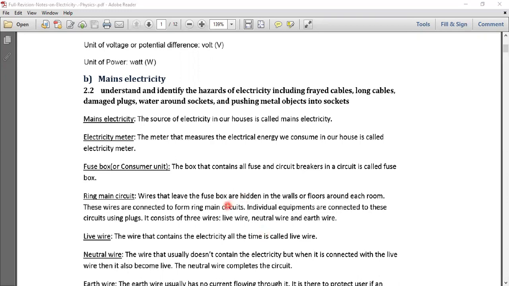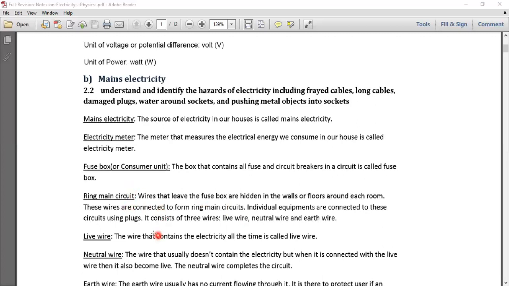So we'll be learning what the earth wire, neutral wire, and live wire really are, and the purpose of each wire in an electrical component. So these form a ring main circuit. That is the electrical box, the switch box we have in each room. They form a ring main circuit.